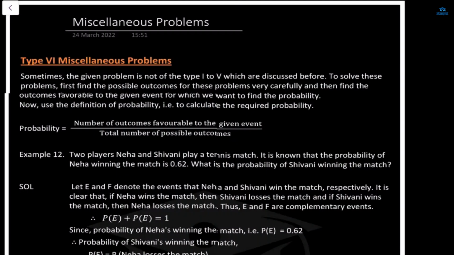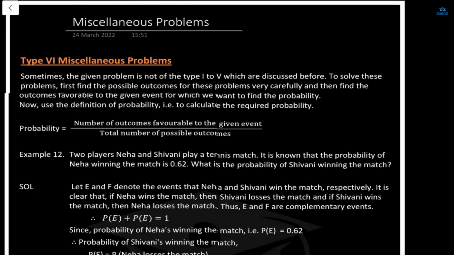Now it's not that whatever categories we have studied till now, only that many problems are possible in probability. There are many more problems that are possible in probability. All the other problems that we have not studied in the previous parts can be combined as miscellaneous problems. Now how can we find out the probability of these miscellaneous problems? The main formula of probability we already know: the number of outcomes favorable to the given event, that is, what is the possibility of that event happening, upon the total possible outcomes.